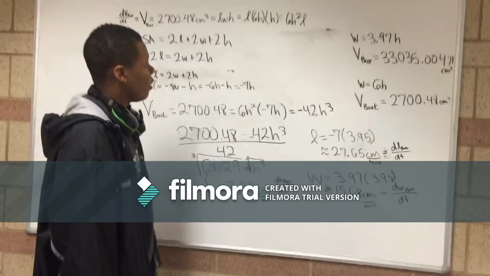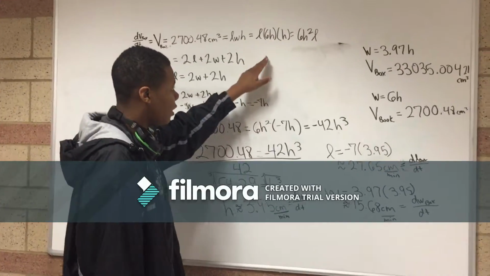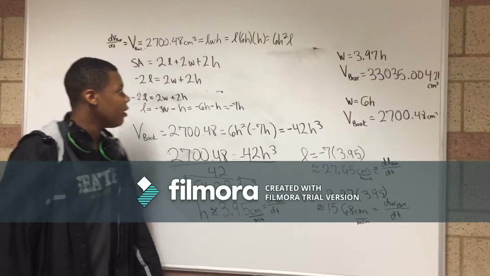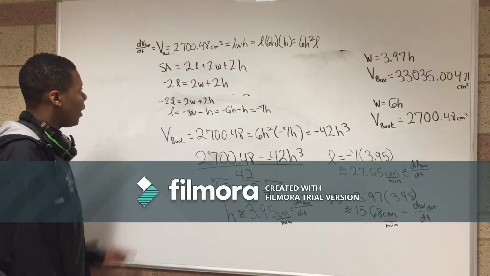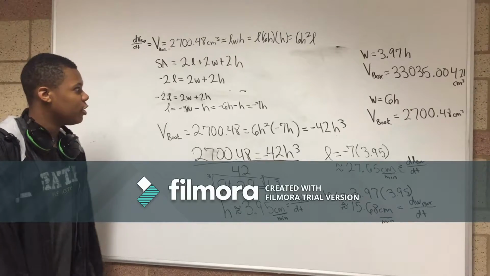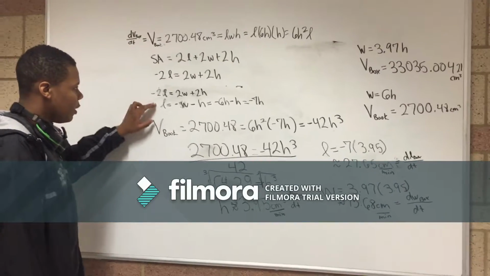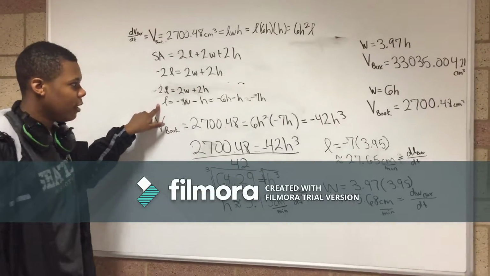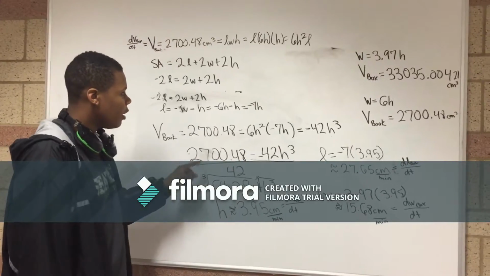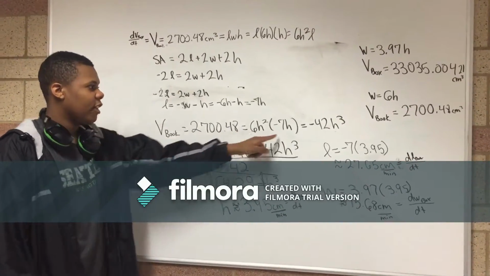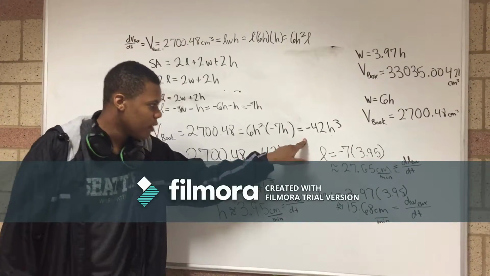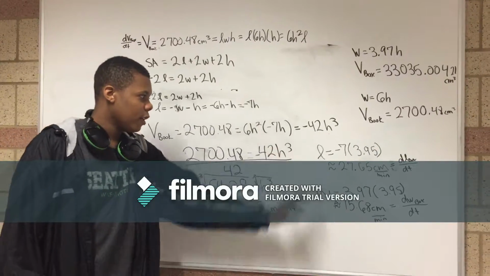But when we replace it with the relationship for width, we get length times 6h times height, or 6h squared times L. We can then solve for L by using the surface area of the book, which is equal to 2L plus 2W plus 2H. When we simplify, we get that the length is equal to negative 7H. So using this as a variable, we can replace L in our original equation for volume with negative 7H, and we can simplify the variable equivalent to the book volume to negative 42H cubed.